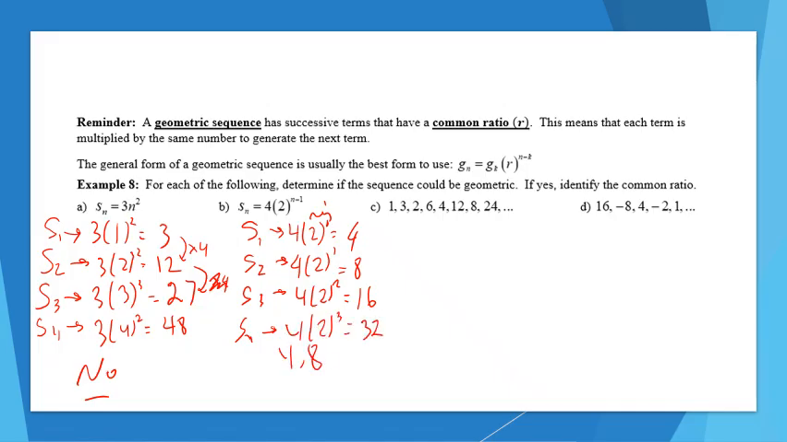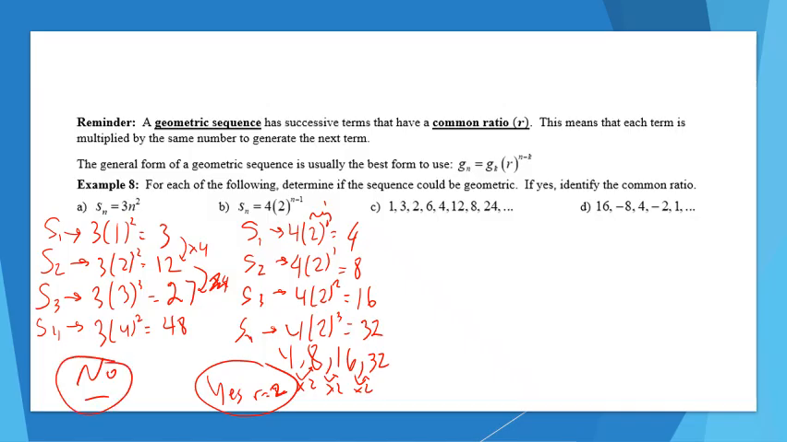So here, this would be times 2, times 2, times 2. So yes, and then our common ratio would just be that number 2 there. That should be our answer for part B.